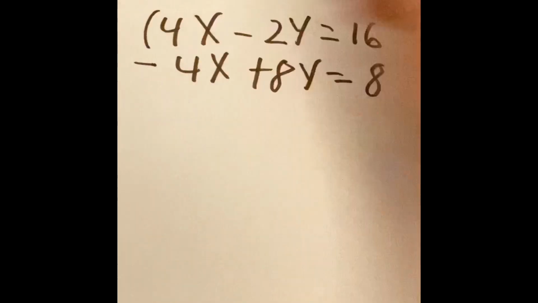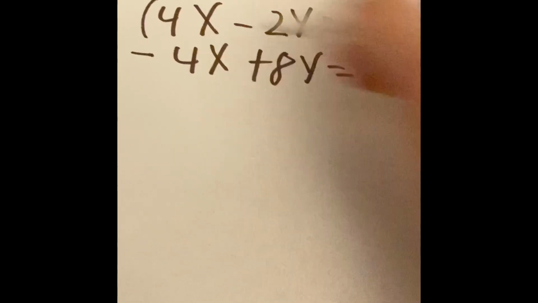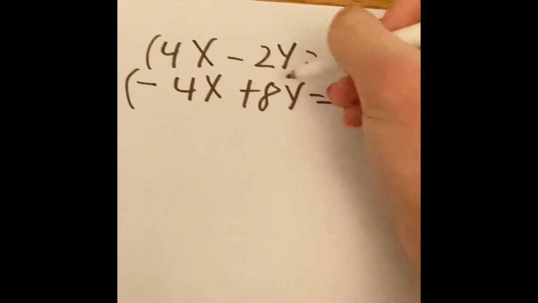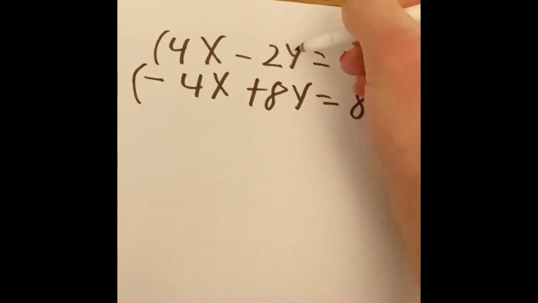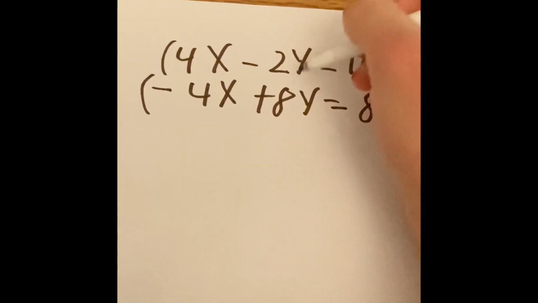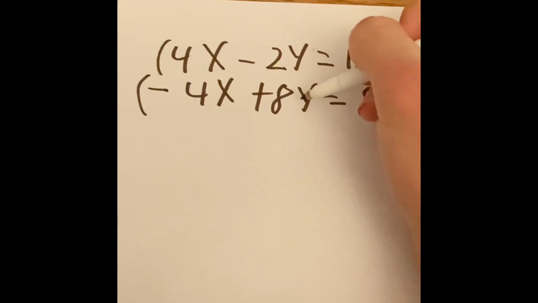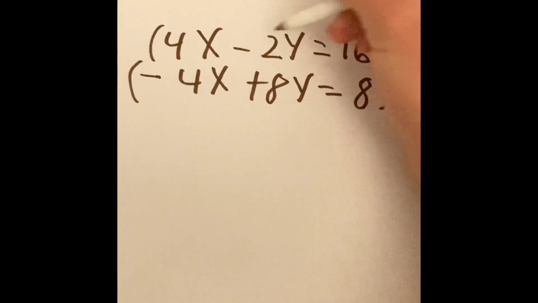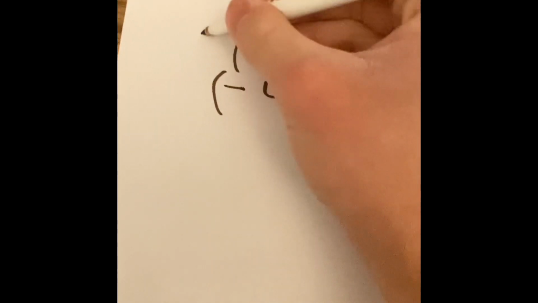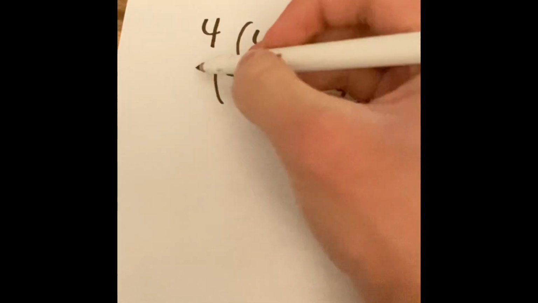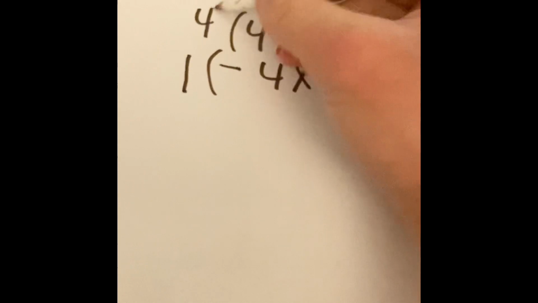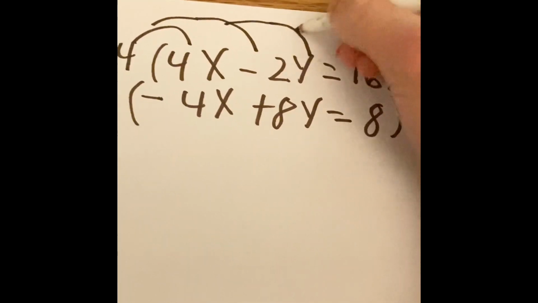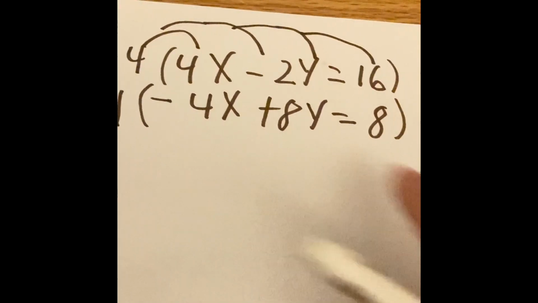So we're going to put parentheses on both of them. What we know is that 8y and 2y can be a multiple of 8. So basically, we want to turn that negative 2y into negative 8y. So we're going to multiply this by 4 and multiply that by 1. Everything in the parentheses for the top equation will be multiplied by 4.